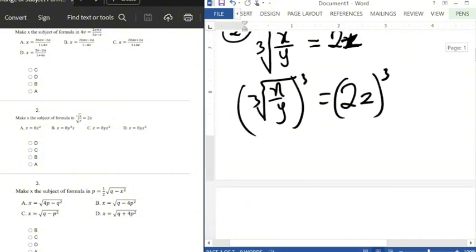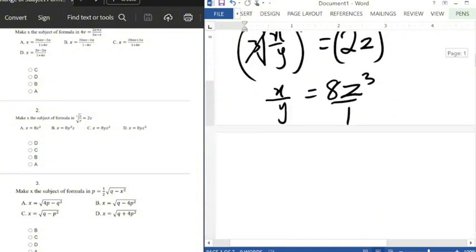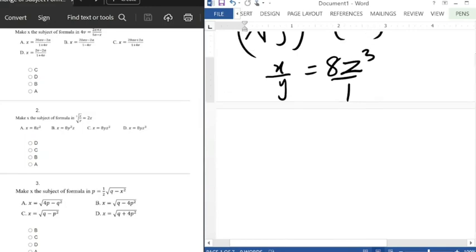So the cube and cube root cancel, and what we're left with is x over y. This side will be 2 raised to power 3, which is 8, times z raised to power 3. So we make this one over 1, then we can cross multiply. When you cross multiply, x will then be equal to 8yz cubed.